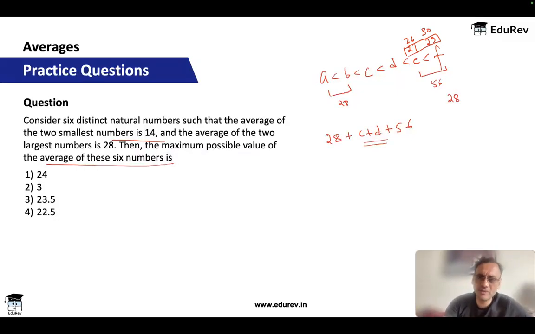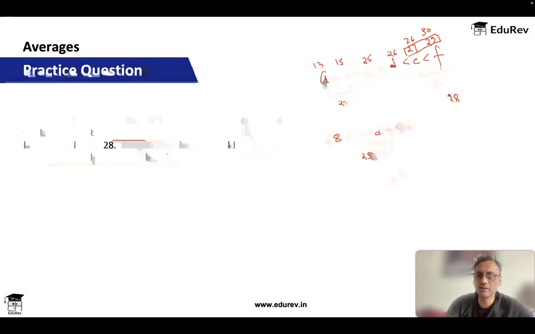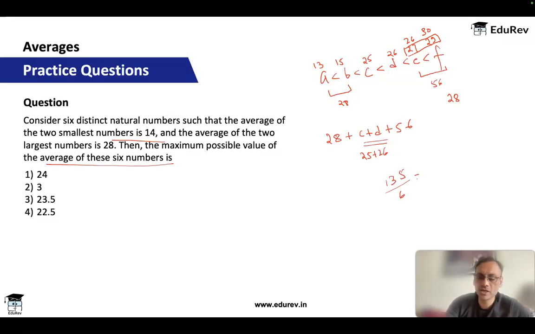By the same logic for A and B, though A and B do not really matter too much, but again B should be greater than A. So same logic, we should keep them as 13 and 15. Now you can see D can be 26 and C can be 25. This is the best possible case, 25 and 26. So now if you add everything, you'll get 135 as the total. Divided by 6, you'll get 22.5 as the answer. So 22.5 is the answer for this question.